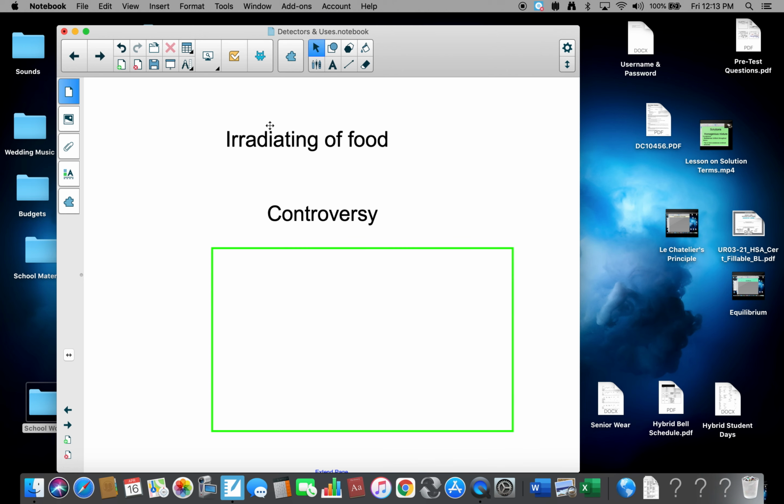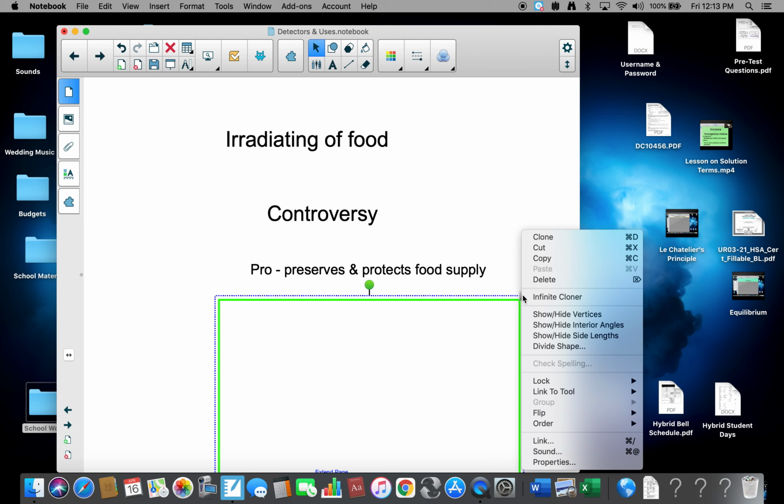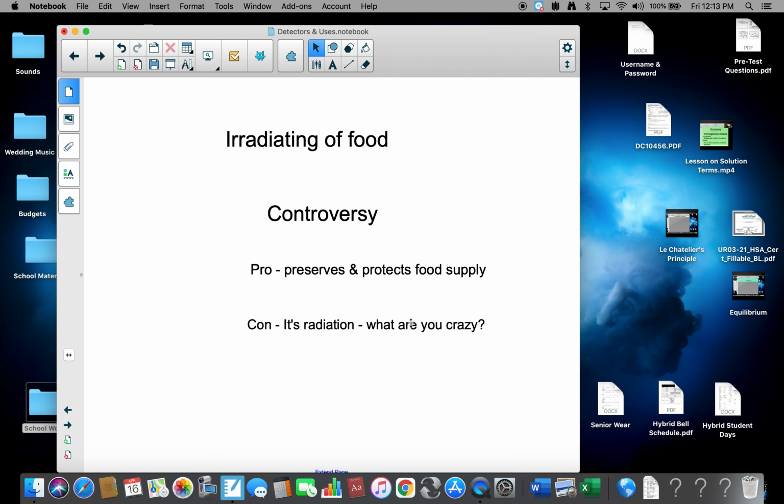Okay? All right, last one, radiation for food, the controversy. Pro, it preserves and protects food a whole lot longer. We use that at NASA. Disadvantage, it's radiation, and it causes some people to get upset and concerned.